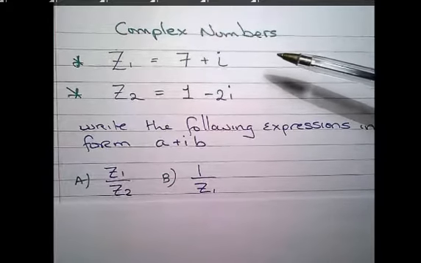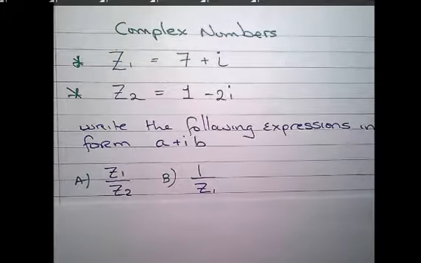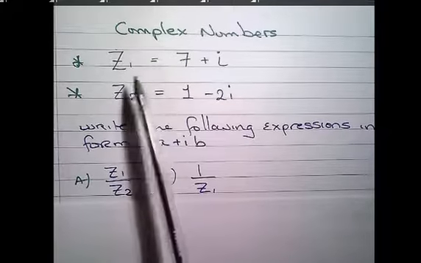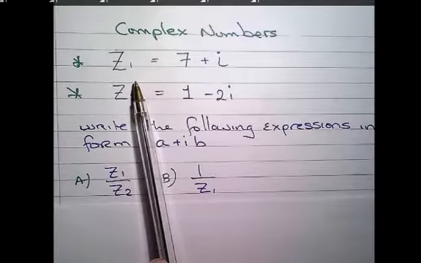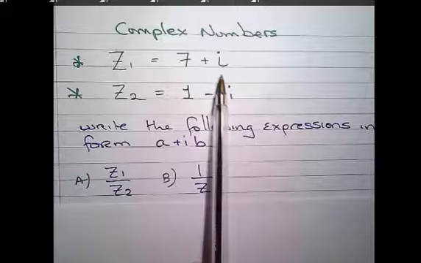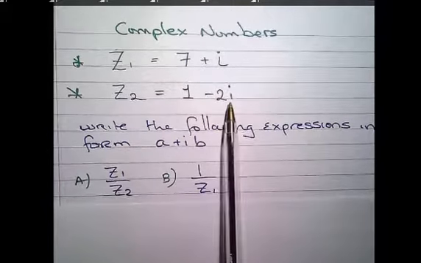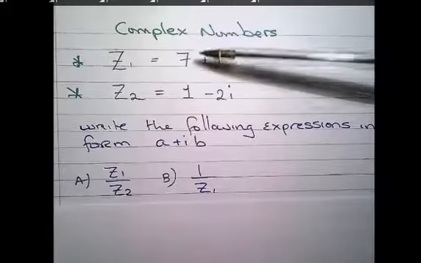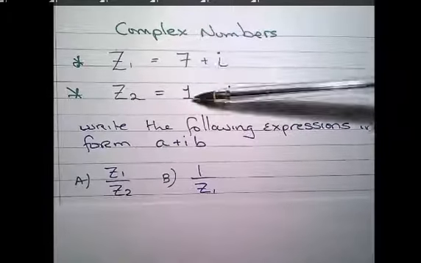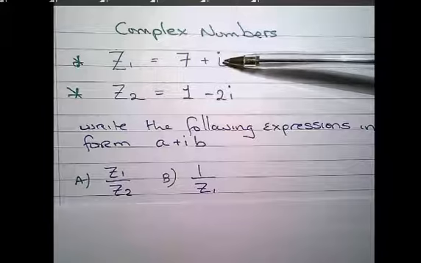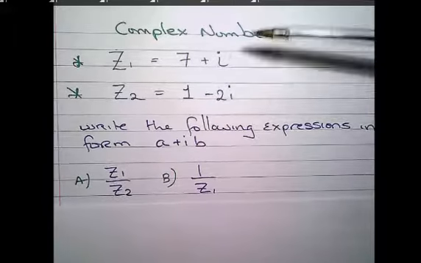Okay, in this tutorial question, what we're going to do is look at complex numbers. So essentially what we have here is two complex numbers: Z1 equals 7 plus i and Z2 equals 1 minus 2i. Now essentially we have a real part first, which is 7 and 1, and an imaginary part, which is i and minus 2i respectively.